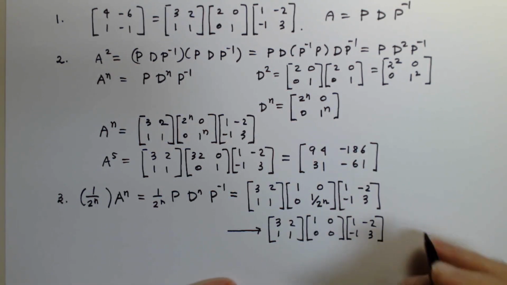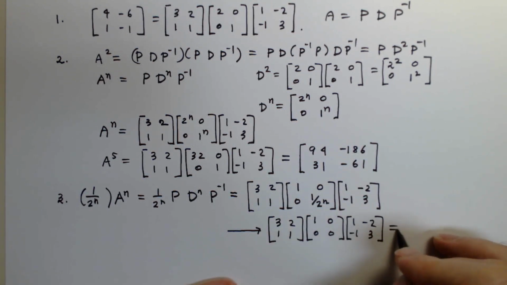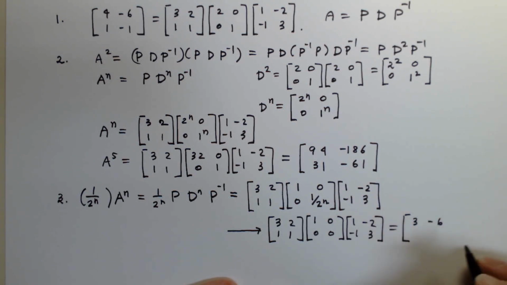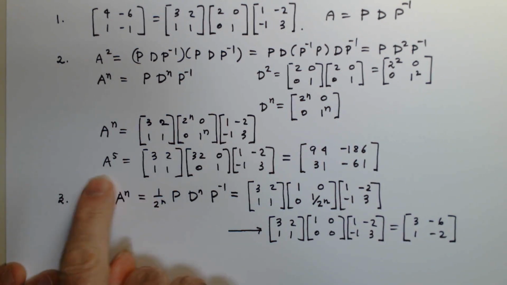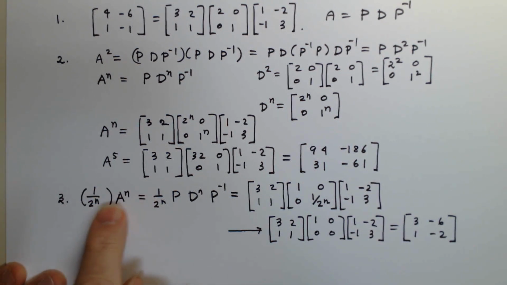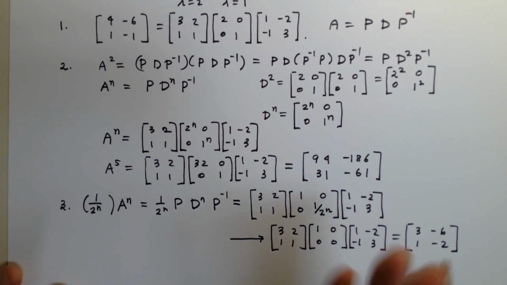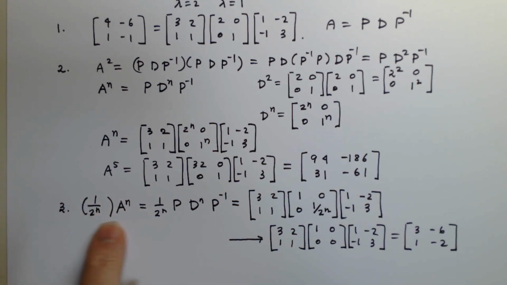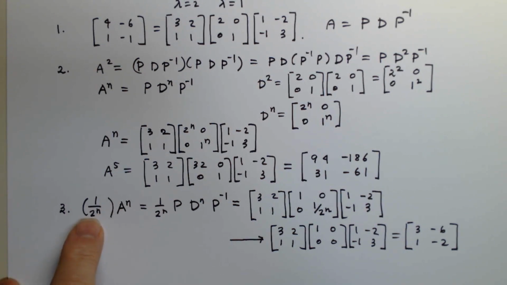And when you work out this product, you get the matrix 3, -6, 1, and -2. And so we can think of this matrix as the limit of 1/2 to the n times A to the n as n goes to infinity. And so through this diagonalization method, we're able to figure out what happens as n goes to infinity in this scalar 1/2 to the n times A to the n.